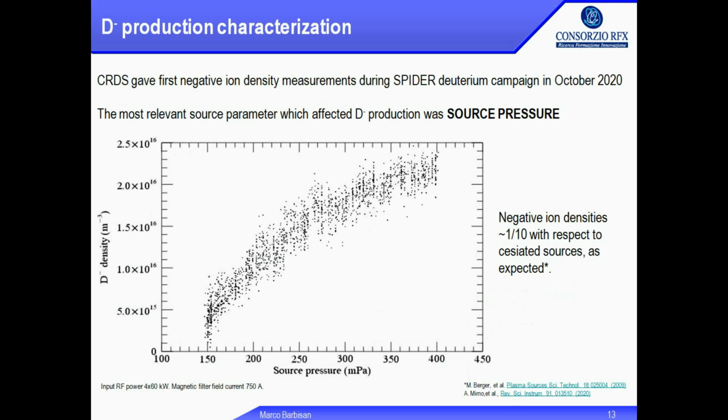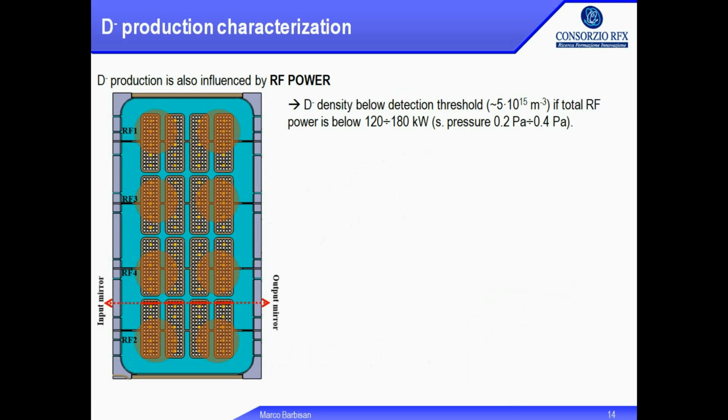Here I can show you some results that were obtained by Cavity Ring Down Spectroscopy during the SPIDER deuterium campaign in October 2020. The data you can see here belong to a single shot in which the source pressure was varied. And as you can see, the D- density varies almost linearly. You can also see that the absolute values of the D- density are roughly 1 order of magnitude lower than those that were measured in negative ion sources in which cesium is evaporated, and this is perfectly expected.